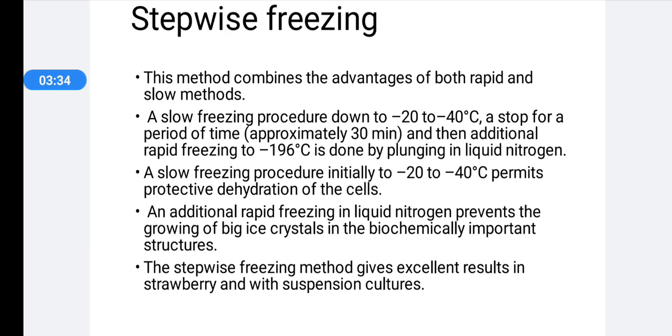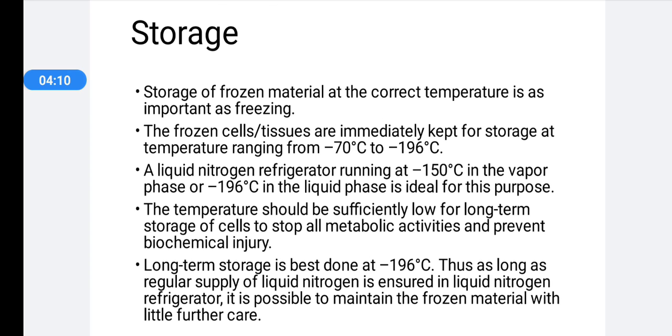The slow freezing procedure is initially to minus 20 to minus 40 degrees Celsius. That will permit the protective dehydration of the cell, and then comes the rapid freezing by plunging into minus 196 degrees Celsius. So it will prevent the formation of big ice crystals in the biochemically important structures. This stepwise freezing method is actually good, and it gives excellent results in strawberry and in suspension cultures.